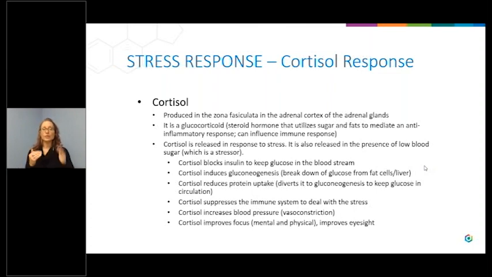It also improves focus, mental and physical. It can improve your eyesight. So all of these things happen when cortisol gets that signaling. It's released from the adrenal cortex. Your body is ready to fight. It is ready to run. It is ready to save you from whatever is happening.